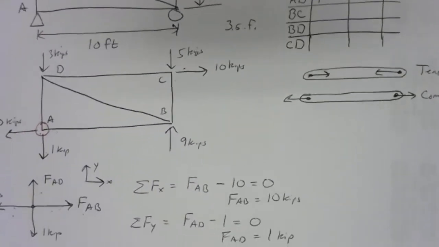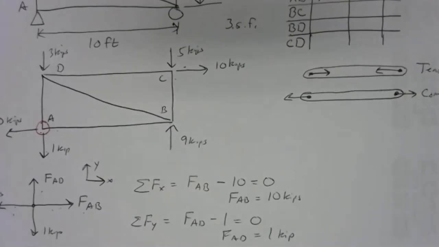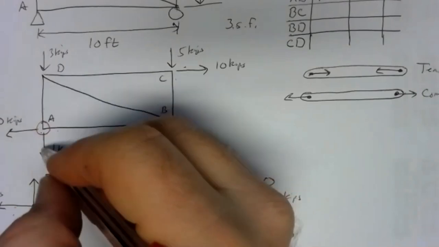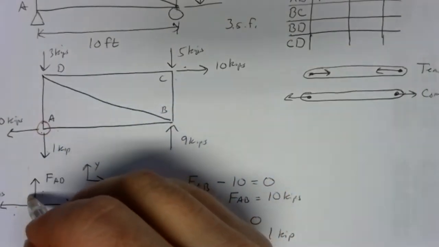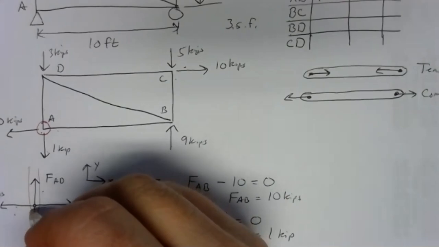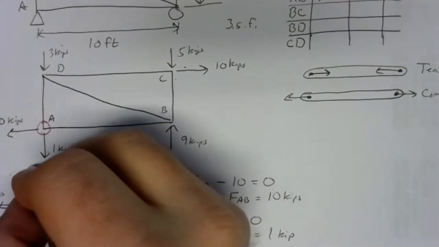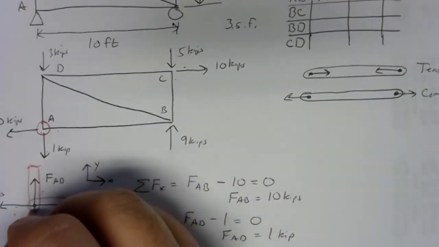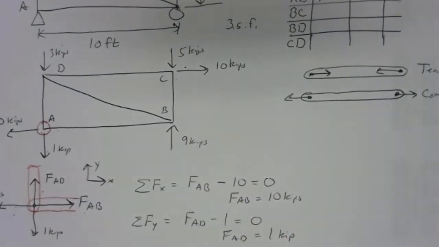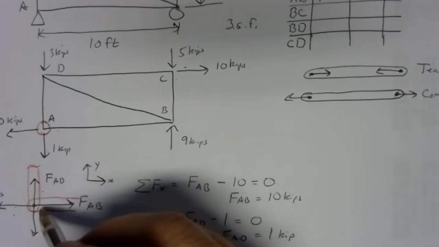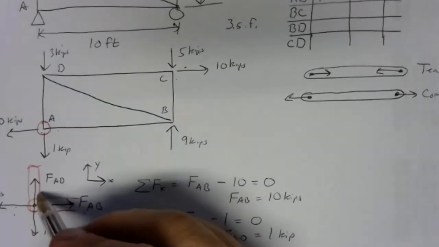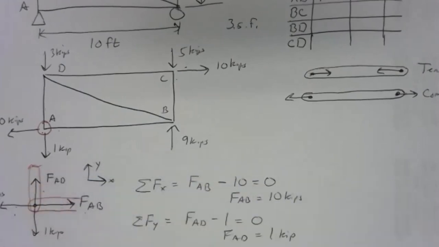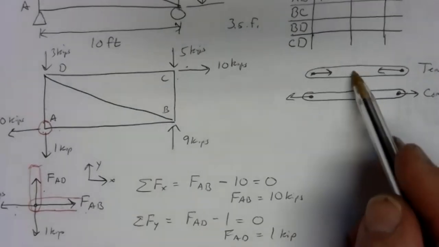Go back to your free body diagram and sketch in the members. Sketch in the ends of the members that deal with that joint. Well, member AD is above joint A, so right there is member AD. And member AB is to the right of joint A, so there's member AB. Both of these are pulling their forces, FAD and FAB, inward toward the middle of the member.